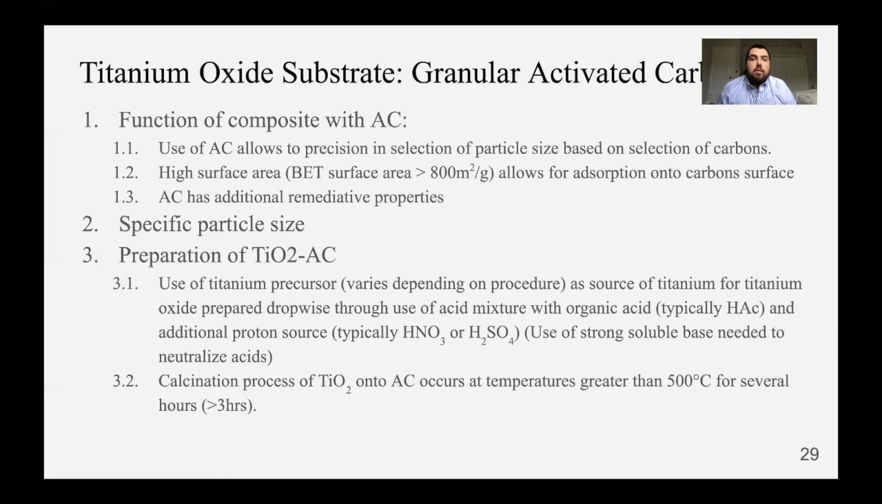The titanium oxide activated carbon composite will be prepared using a titanium precursor as a source of titanium, added dropwise through the acid mixture of an organic acid and an additional proton source, typically acetic acid and nitric acid, respectively. The use of a strong soluble base is needed to neutralize the acid as a buffer solution. The calcination process occurs at over 500 degrees Celsius for several hours to allow for the titanium oxide to anneal to the activated carbon surface.